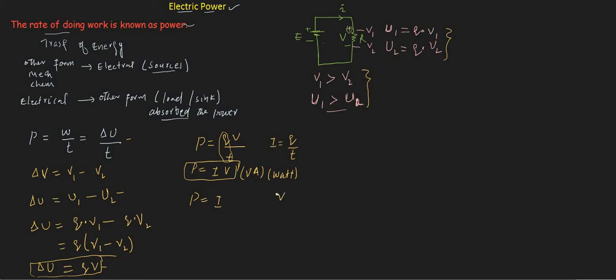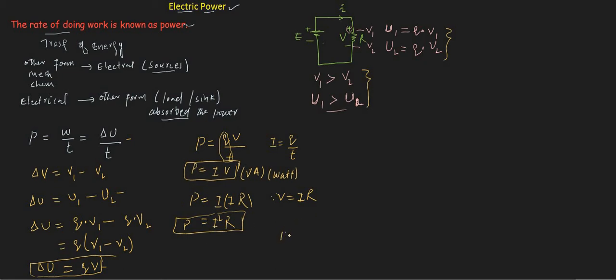So using this equation here, V is equal to IR. So putting IR instead of V here, we get I into IR. So the power equation becomes I square R. This is another form of electrical power.